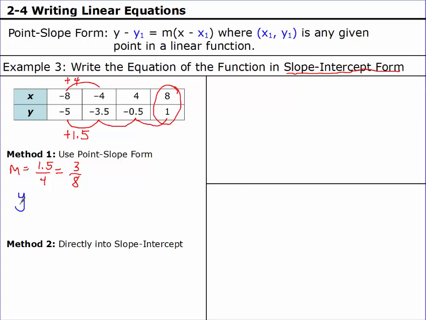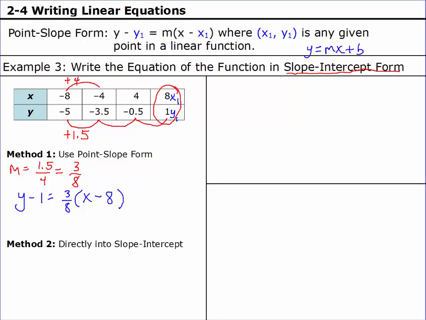So that's going to be y minus y1, which is 1. This is my y1, this is my x1. Times m, 3/8, x minus 8, because that's my x1. Now I still need to get it in slope-intercept form, y equals mx plus b. So we just need to solve this out a little bit.